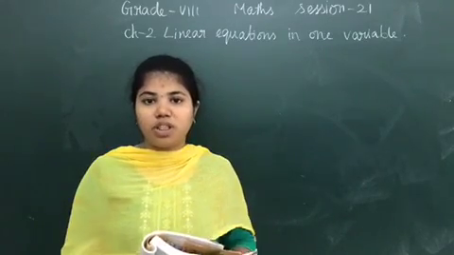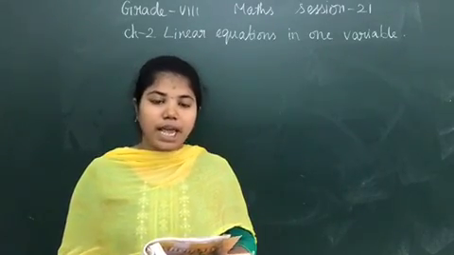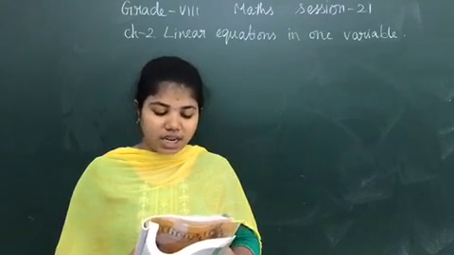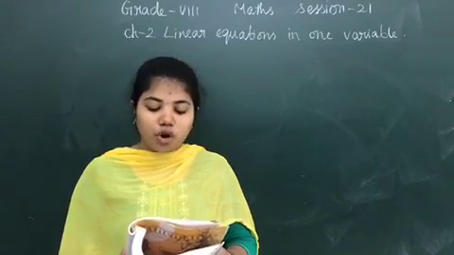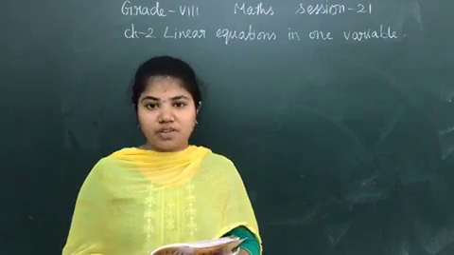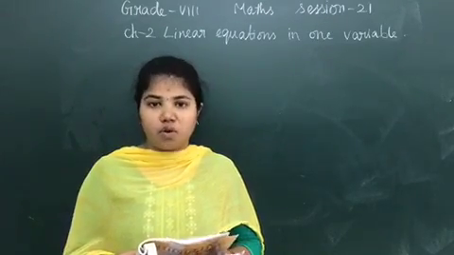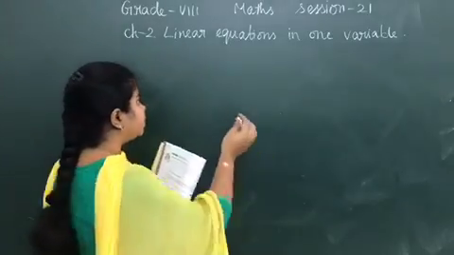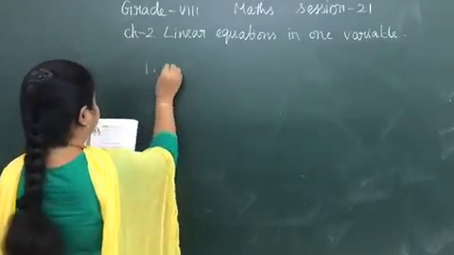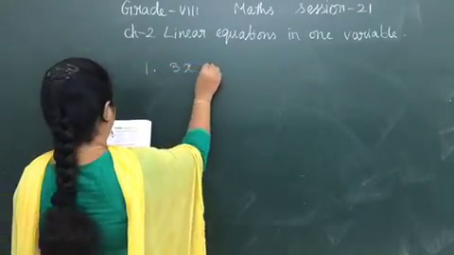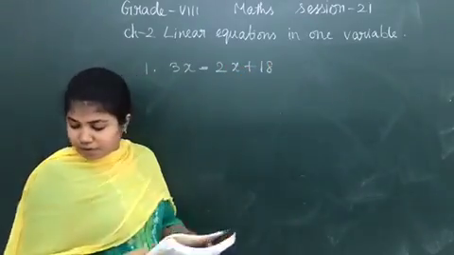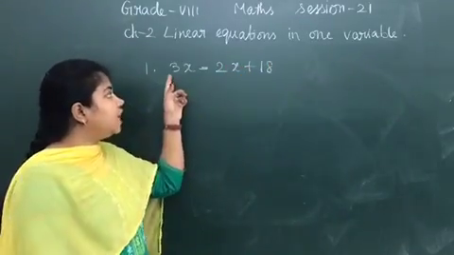Now let us move on to exercise 2.3. Take book page number 30, see exercise 2.3, first sum. Solve the following equations and check your results. You are going to check your results also, okay? Now first sum, let me explain the first sum. So this is your first sum, please listen carefully.